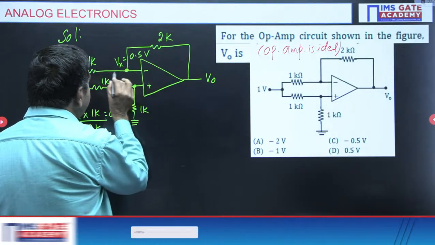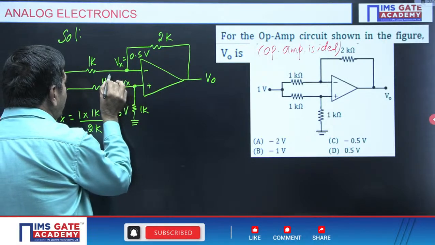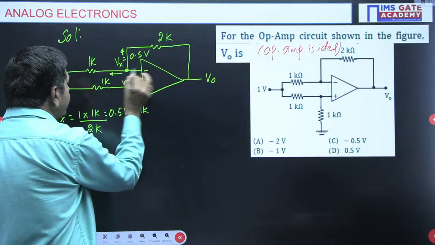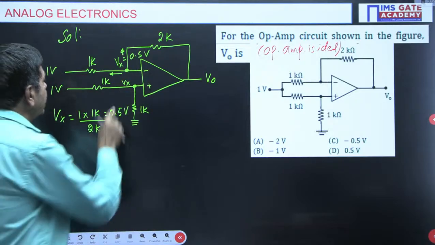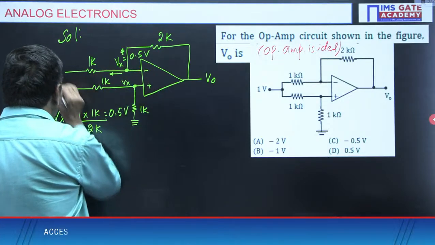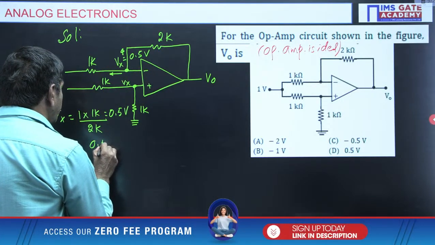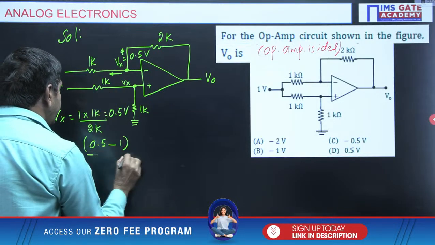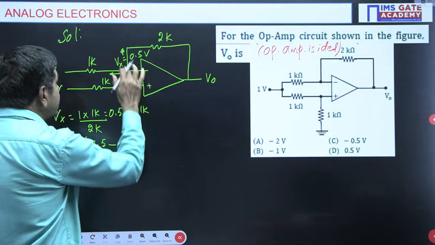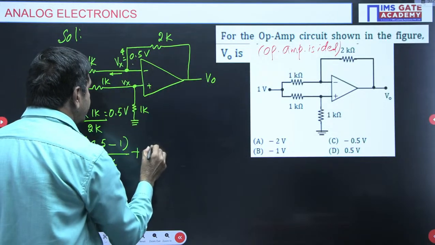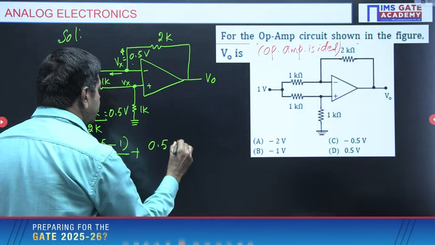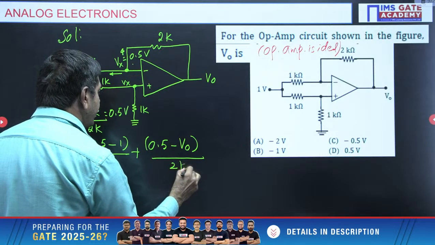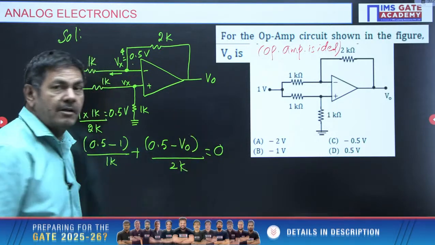Now I can apply KVL. Nodal analysis I will apply to find V naught. This current plus nodal I want to apply. This current equal to 0; it doesn't flow any current this side. So I can write (0.5 minus 1) divided by 1K, plus this current (0.5 minus V naught) divided by 2K, I can get here now, equal to 0. Summation of all the currents equal to 0.